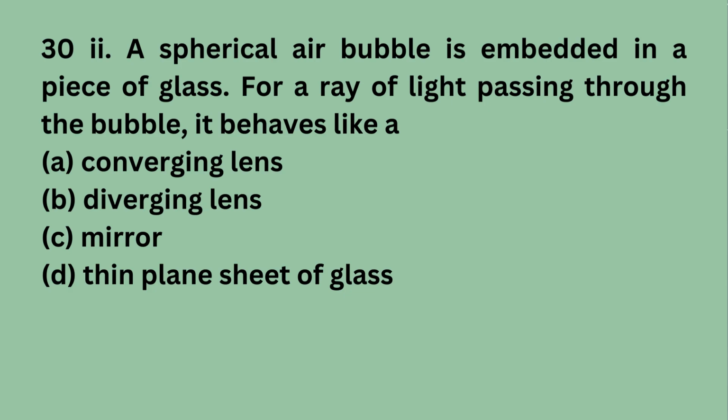Second part. A spherical air bubble is embedded in a piece of glass. For a ray of light passing through the bubble, it behaves like: A, converging lens, B, diverging lens, C, mirror, D, thin plane sheet of glass. Correct option is diverging lens, that is B.